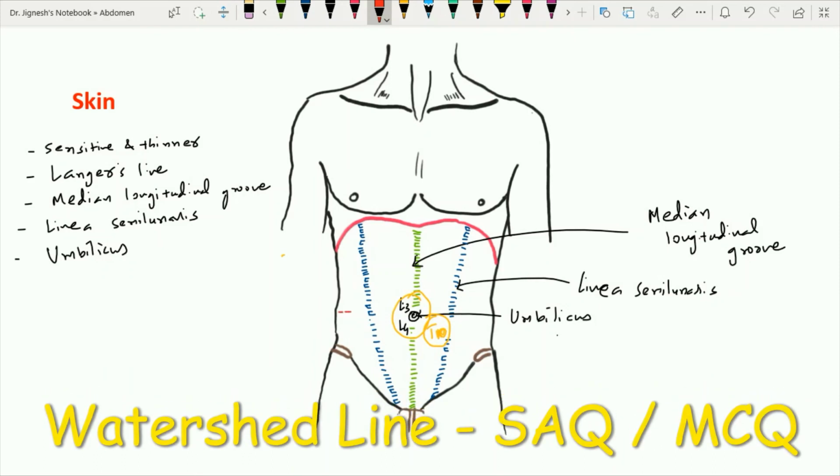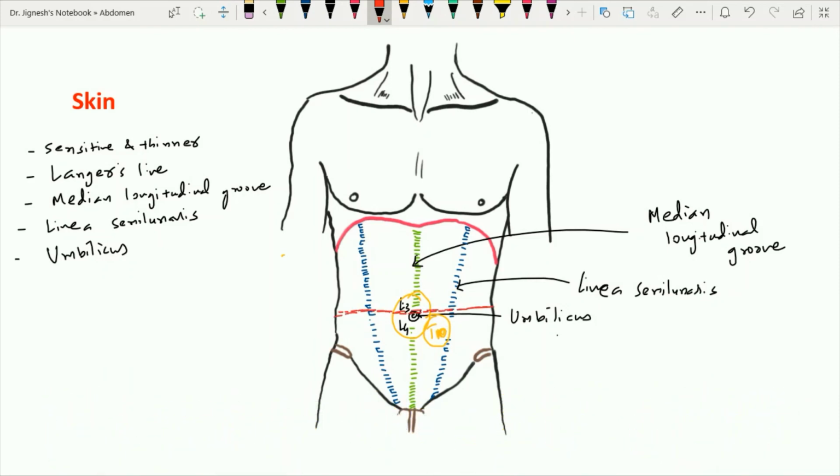When we draw one imaginary line passing through the umbilicus, the lymphatics of the areas above this line drain into the axillary lymph nodes of the respective sides, while the areas below this line drain into the superficial inguinal lymph nodes, and that's why this line is called the watershed line of the abdomen. So involvement of the umbilicus in any disease may lead to widespread infection because of the wide range of lymphatic drainage from this area.